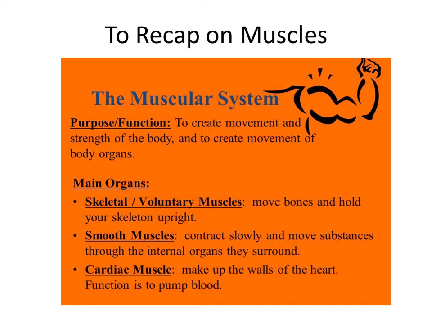All right, just to recap on what we have discussed on muscles. Remember the muscular system, its purpose or function is to create movement and strength of the body and to create movement of body organs. Main organs are skeletal, voluntary muscles. They move bones and hold your skeleton upright. Smooth muscles contract slowly and move substances through the internal organs they surround. And 3, cardiac muscles. They make up the walls of the heart, and their function is to pump blood.